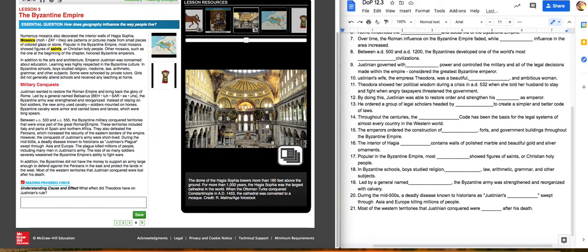Between 533 and 555, 22 years, the Byzantine military conquered territories that were once part of the great Roman Empire. These territories included Italy, parts of Spain, northern Africa. They also defeated the Persians, which increased the security of the eastern borders of the empire. However, the conquests of Justinian's army were short-lived.